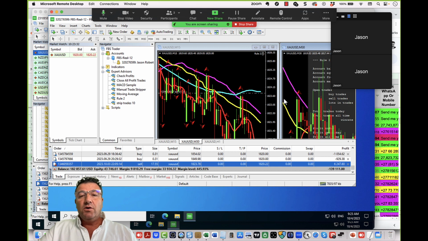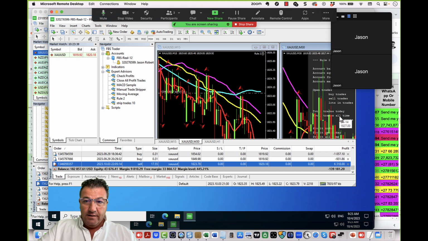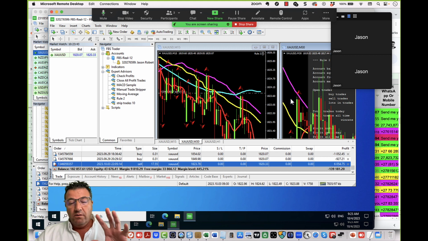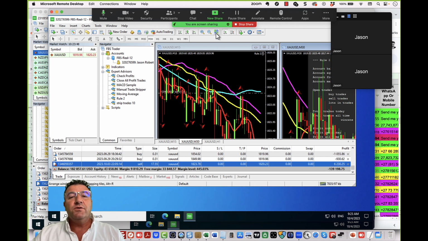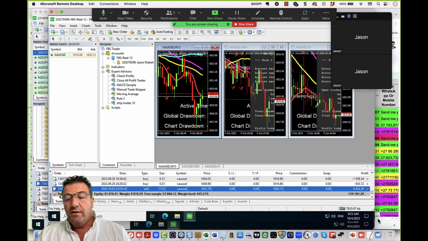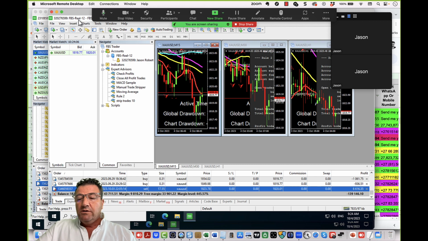So you can see here, you can't see the charts. The one chart has got funny writing on it. It's one of the displays that we've got available in the Expert Advisor, which I'll share with you how to change. So firstly, let's arrange the charts. You click on there and you can arrange the charts in order. Then you must maximize MT4 so that you can see everything, and then rearrange your charts again.